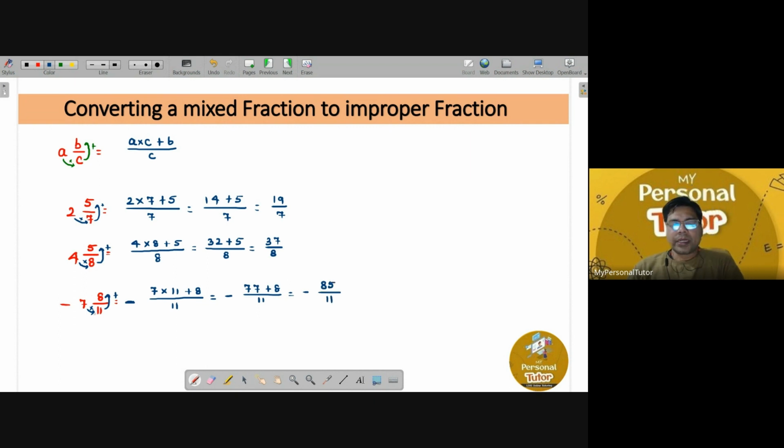So what you understand from this question is that if the mixed fraction is negative, the improper fraction will also be negative, and vice versa. If the improper fraction is negative, the mixed fraction will also be negative. Are you getting it? All right. I hope all of you understand.